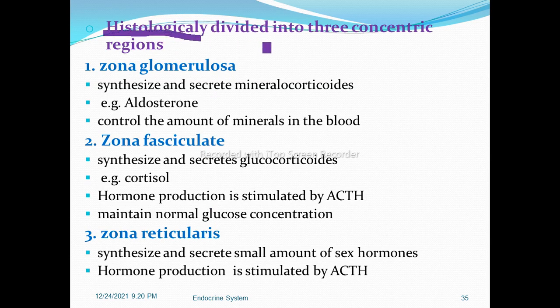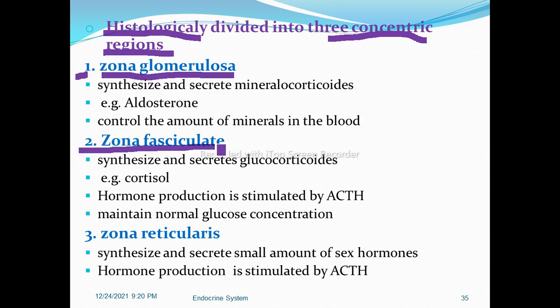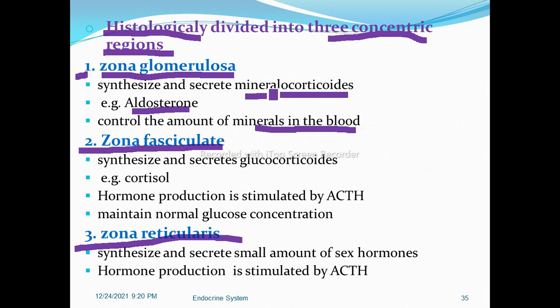Histologically, the adrenal cortex is divided into three concentric regions. The first is zona glomerulosa, the second is zona fasciculata, the third is zona reticularis. So this is the outer layer, middle layer, and the inner layer. Zona glomerulosa is responsible for synthesizing and secreting mineralocorticoids, for example aldosterone, which control the amount of minerals in the blood. So these hormones control the amount of minerals in the blood.